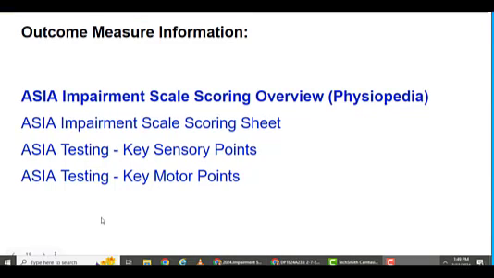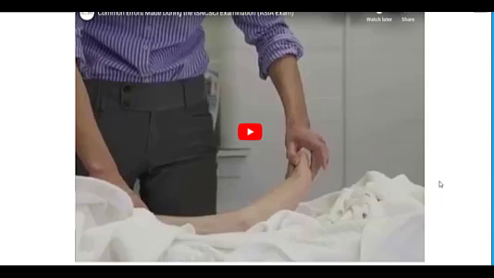So this has been a lot. So here I've got the link for you, and this is posted on Moodle, the overview from Physiopedia. You've got the scoring sheets for you to print extras for when we go through things. We're going to do that in just a minute. And you've got ASIA testing, the sensory points and the motor points that were linked above. And another video for you to watch if you want to see this in action and some of the common errors that people will make during the exam.